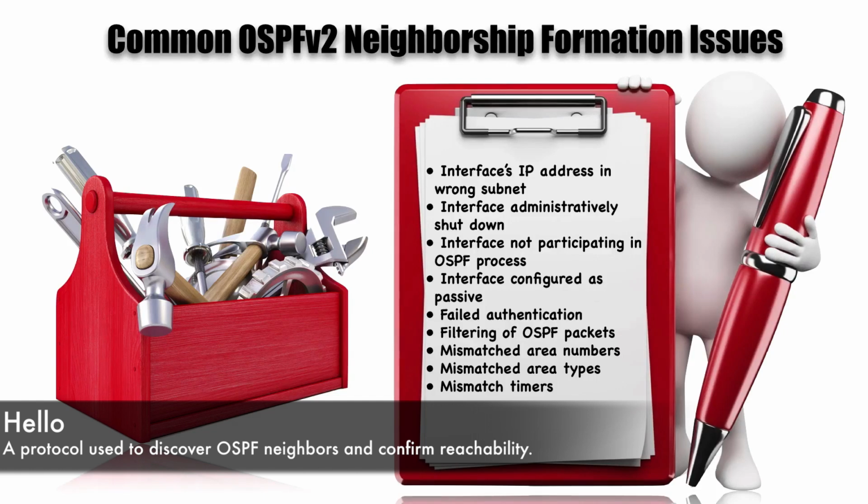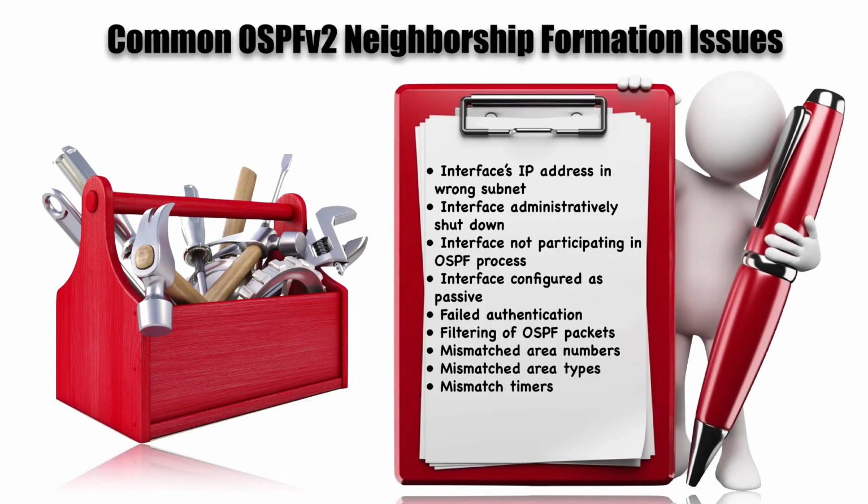Remember with EIGRP, we said it wasn't necessary. It was a good practice, but it wasn't necessary to have the timers match up between our neighbors. Well, it is necessary with OSPF, otherwise a neighborship will not form. We should also have the same MTU, the same maximum transmission unit, set for the interfaces on each end of a link. Something else to keep in mind is the router IDs should not be the same. We have to have unique router IDs.